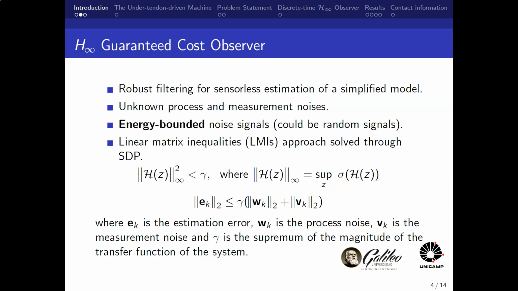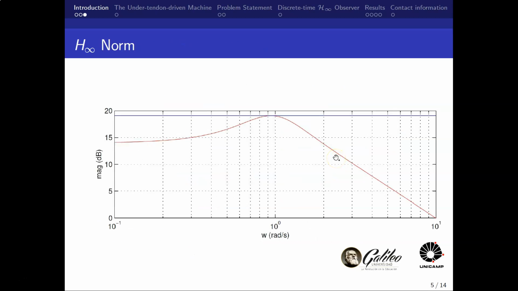In summary, we are dealing with the problem of robust filtering for sensorless estimation of a simplified model of a finger with unknown process and measurement noises, but with energy-bounded noise signals. In this way, we propose a linear matrix inequalities (LMI) approach solved using semi-definite programming techniques, taking advantage that the H-infinity norm of the transfer function from the input noises to the estimation error is limited by an upper bound called the robustness level. With this approach, we are approximating this supremum from the top.